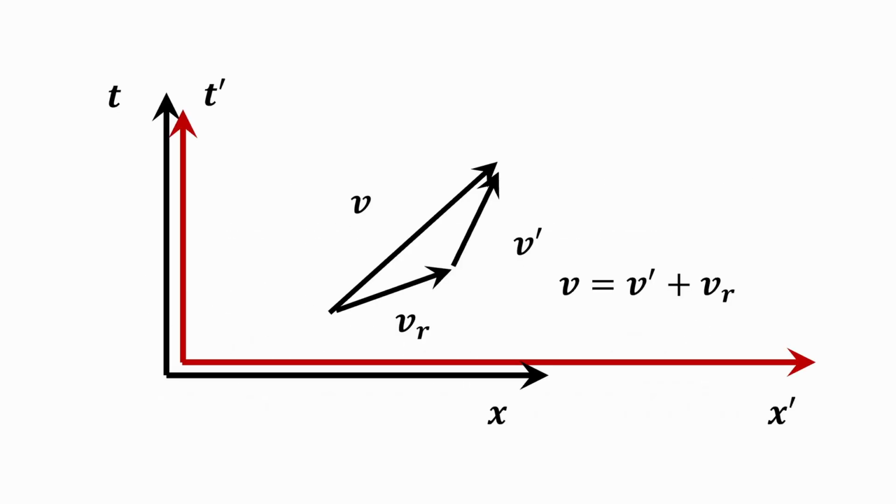Imagine two inertial frames for two observers. The first is denoted x, t and the other x prime, t prime. The second is moving in relation to the first with a velocity vr. Imagine an object that is moving in x, t with velocity v. In Galilean relativity, the velocity of the object or particle in the x prime, t prime frame of reference is. What we will address now is how to determine the velocity v prime from v and vr in special relativity.